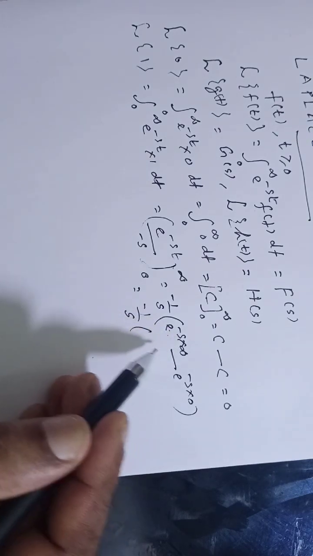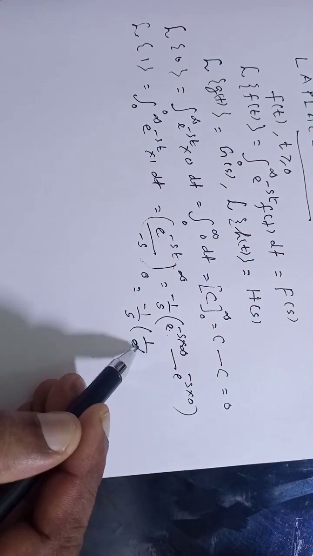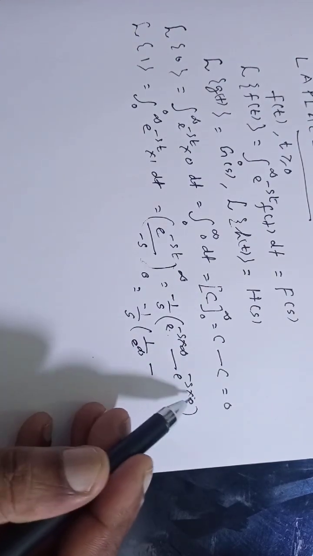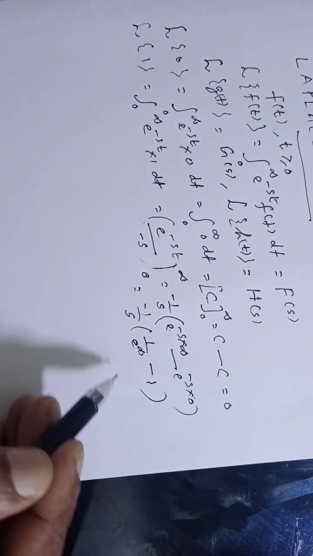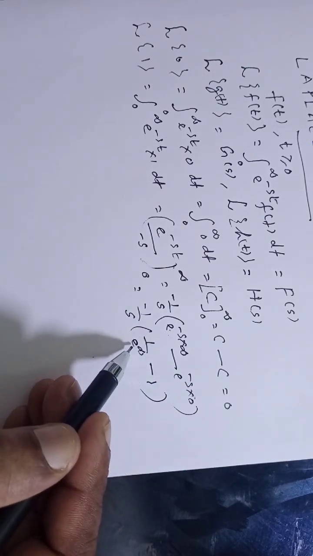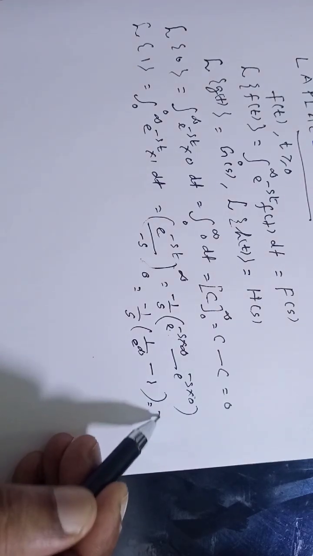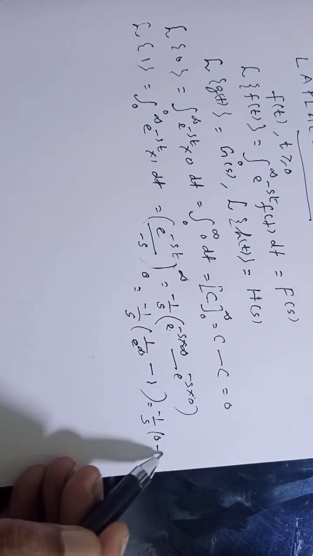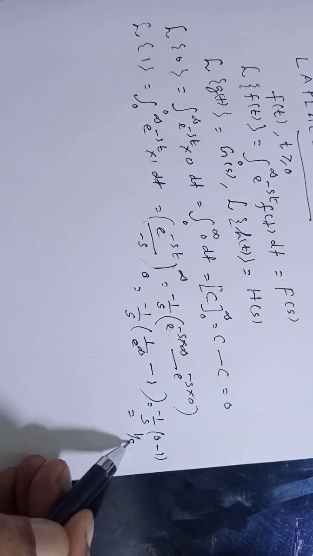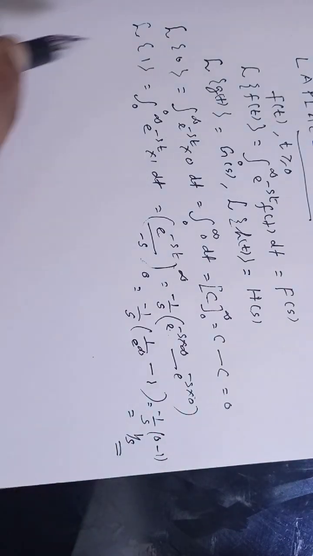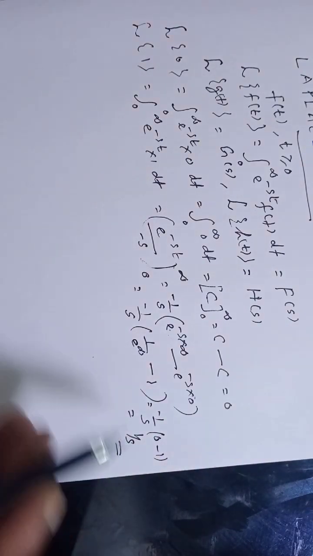e raised to minus infinity is 1 by e raised to infinity. Okay, minus e raised to 0 here, that is 1. 1 by e raised to infinity, e raised to infinity is again infinite. Then 1 by infinity is 0. Then the answer is minus 1 by s into 0 minus 1, that is equal to 1 by s. Okay, that is Laplace transform of 1 is 1 by s.